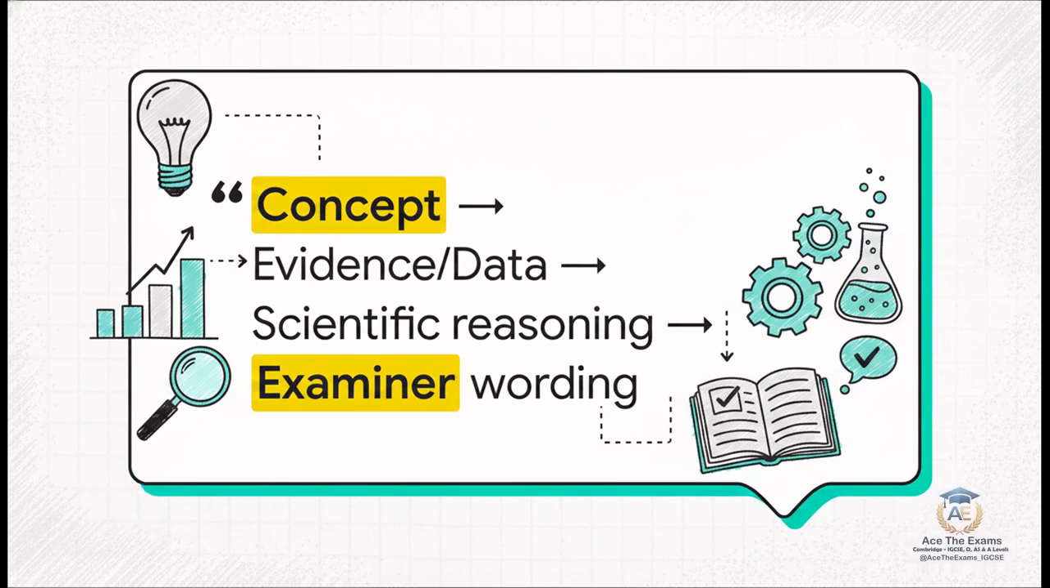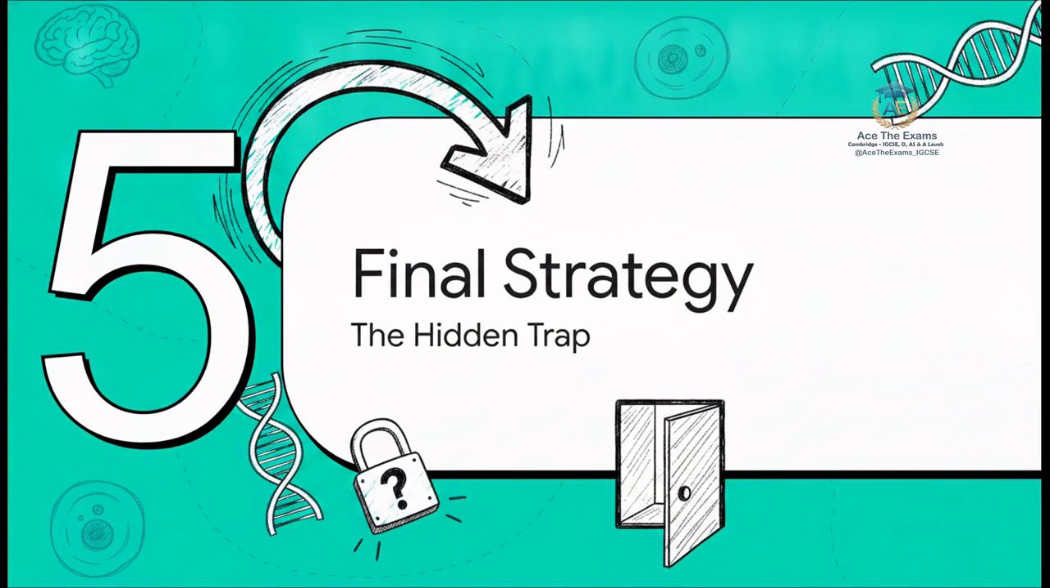You start with the core concept, then you immediately back it up with evidence or data extracted right from the question. Next, you apply your scientific reasoning, and you finish strong by using precise examiner wording. Seriously, if you memorize this 4-step flow, your answers will practically grade themselves. Which brings us nicely to Section 5, the final grade strategy.